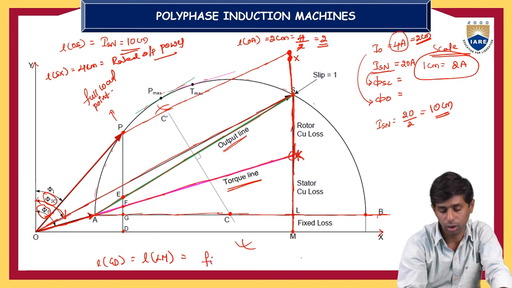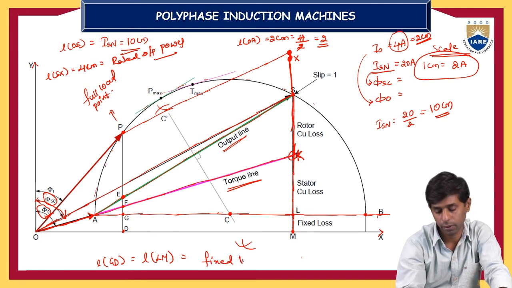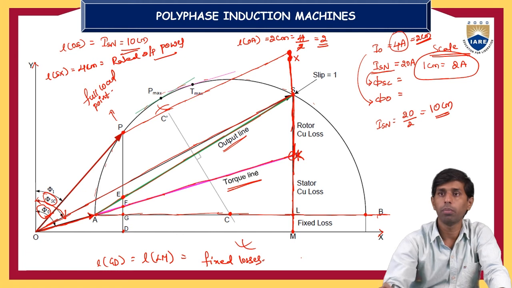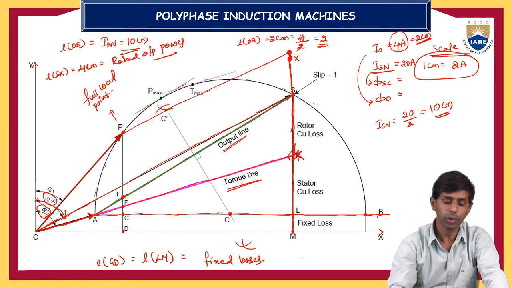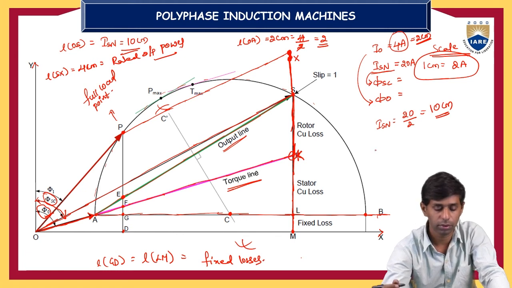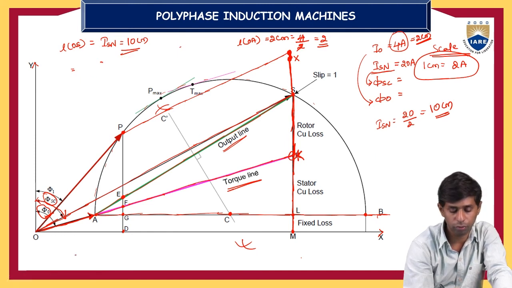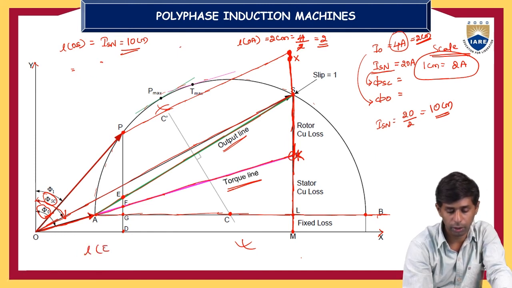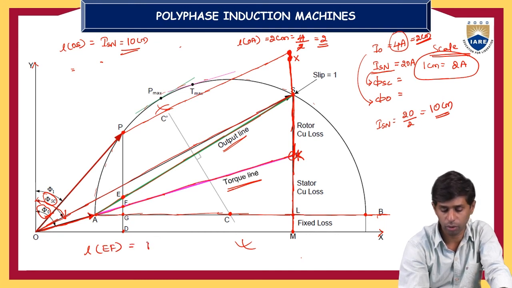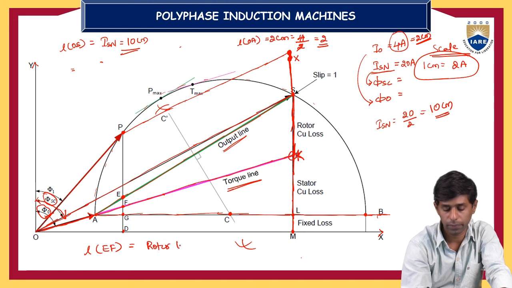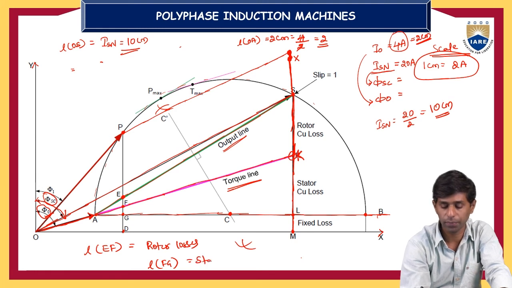The fixed losses are constant, but your variable losses will change. The length of EF represents the rotor copper losses, when multiplied by the power scale. The length of FG represents the stator copper losses.